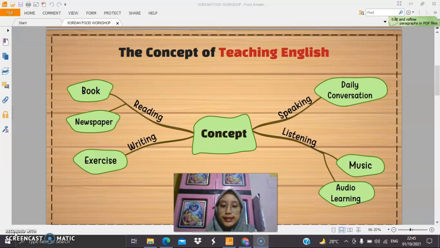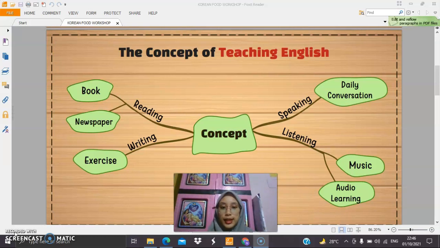The third point is reading. Reading is also a concept of teaching English, like reading a book or a newspaper. By reading, indirectly, we will find words that are still strange for us. We can highlight, underline, or circle the vocabularies we haven't known to recall snippets of information.